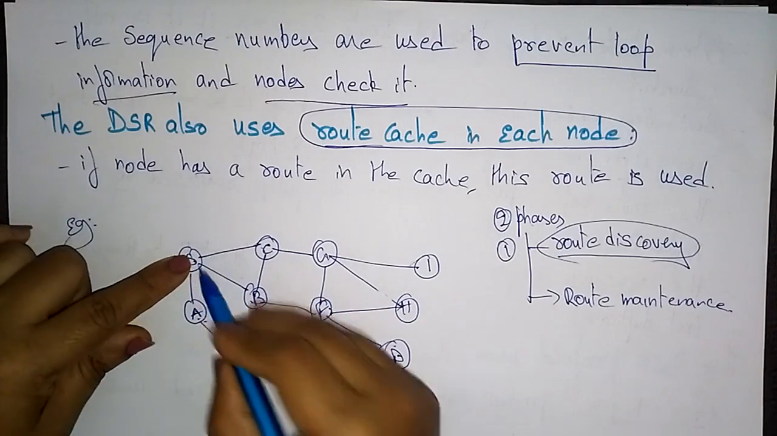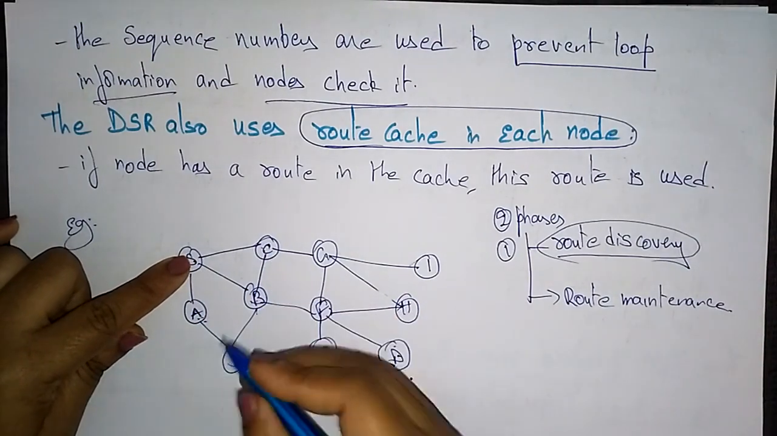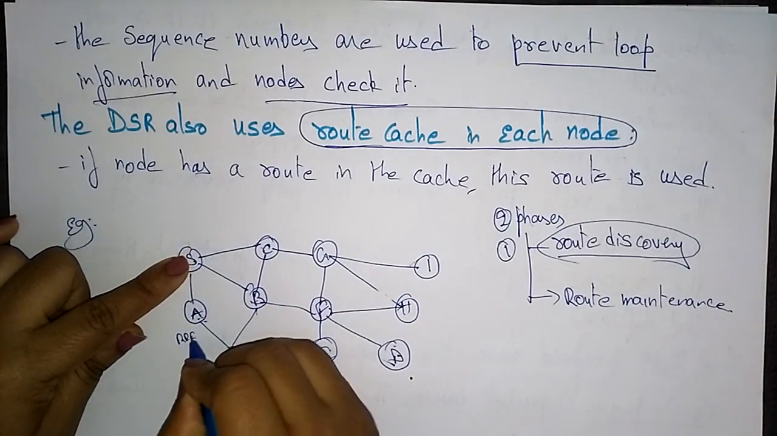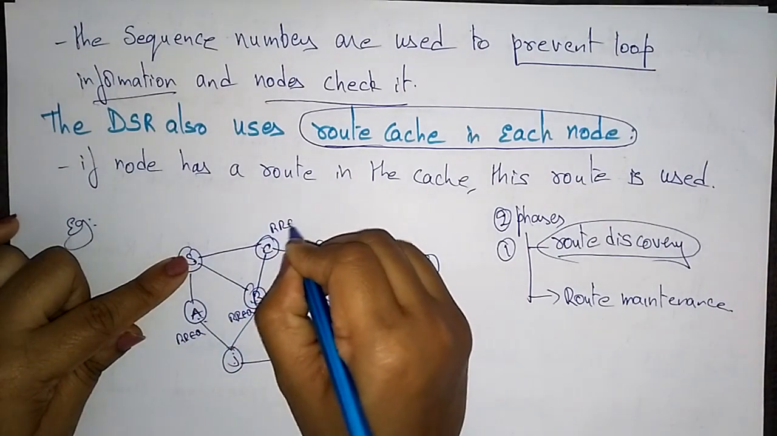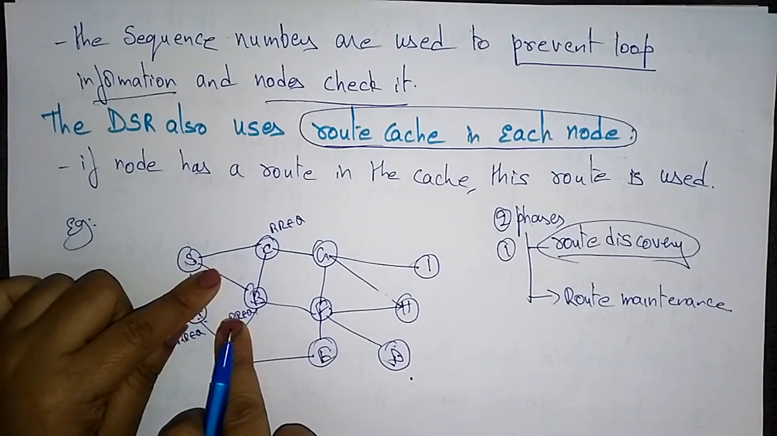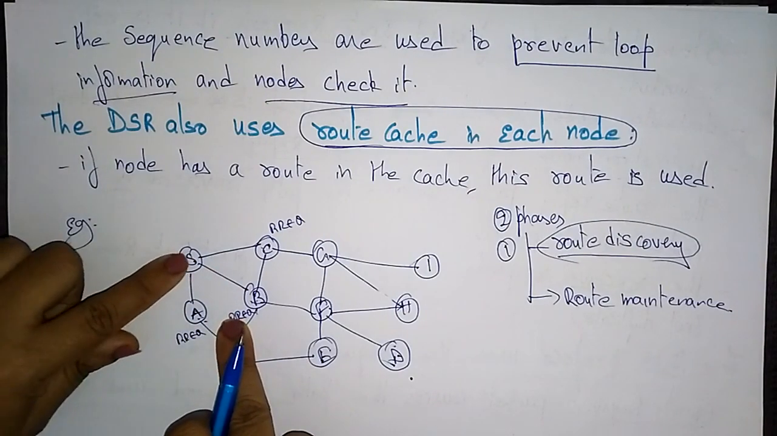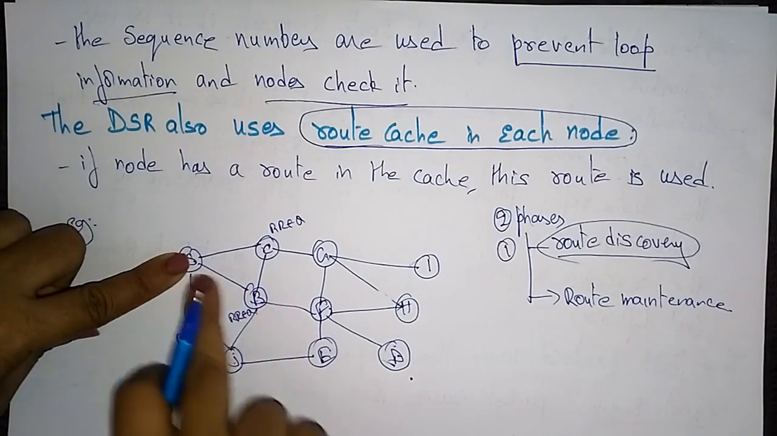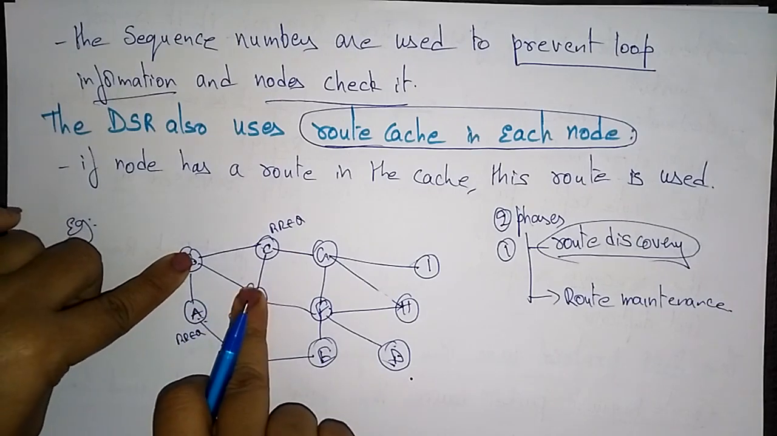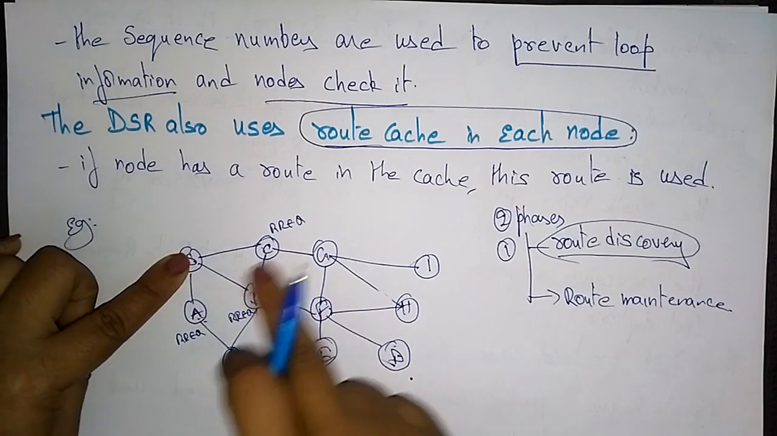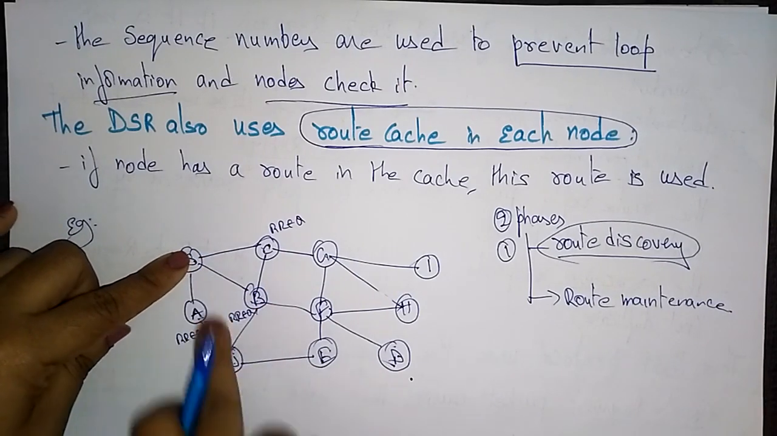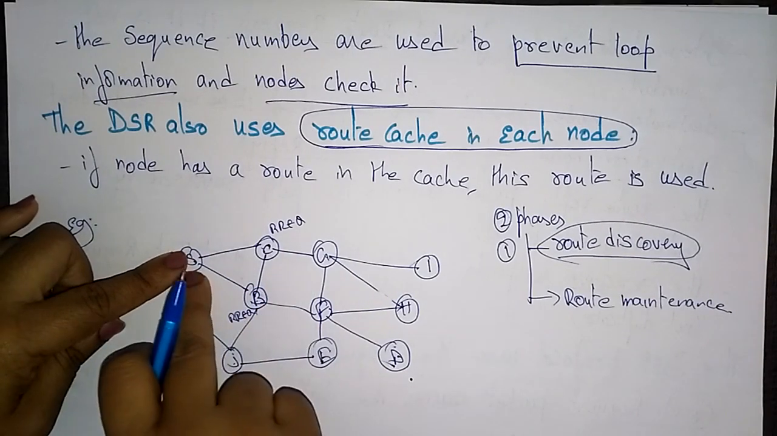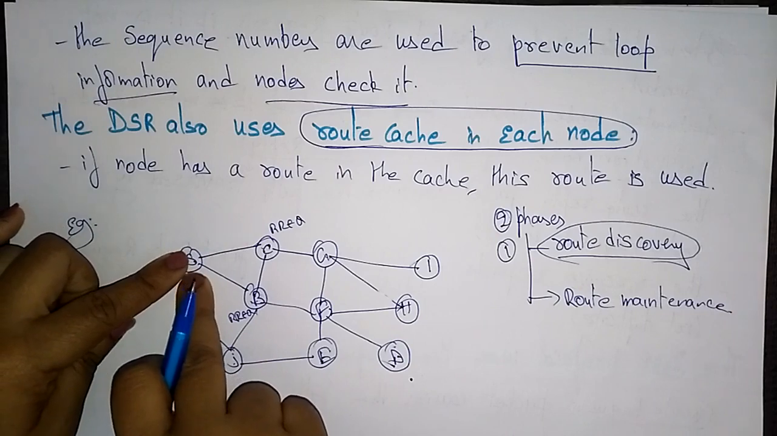The neighboring nodes of S are A, B, C. So it is sending the route request packet to all the neighboring nodes. S is broadcasting, not unicasting. Whatever route request message is being sent to the neighboring nodes, S is broadcasting it in terms of a route request packet.